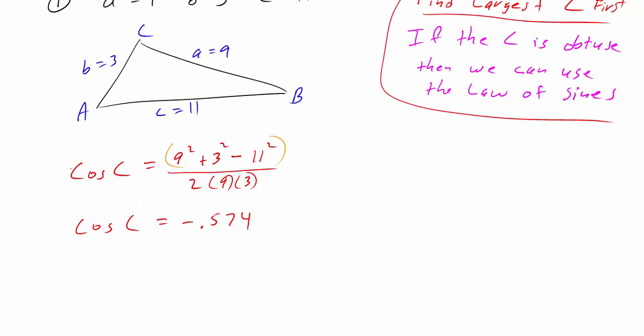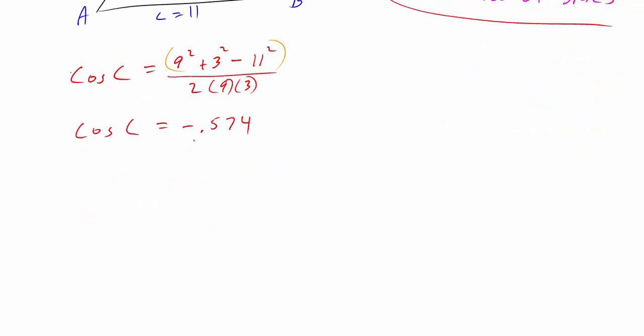So now this tells us that the cosine of C is equal to a negative 0.574, okay? But that's not angle C, that's what the cosine is. So this is where we're going to have to use the inverse function, so we need to find the inverse cosine.